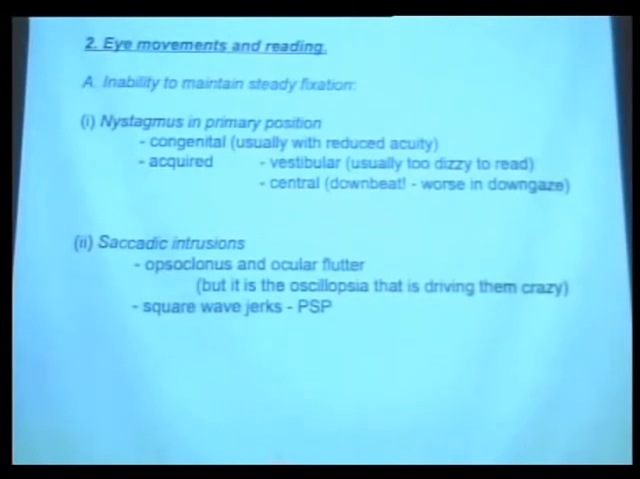Saccadic intrusions can do a similar thing. People with opsoclonus and ocular flutter have great difficulty reading, but it's really the oscillopsia, not the reading problem, that's driving them crazy. Another interesting study showed that in progressive supranuclear palsy, square wave jerks, which don't tend to cause oscillopsia, can impair reading, and in fact the frequency of square wave jerks tends to correlate with the degree of difficulty with reading and reading speed.